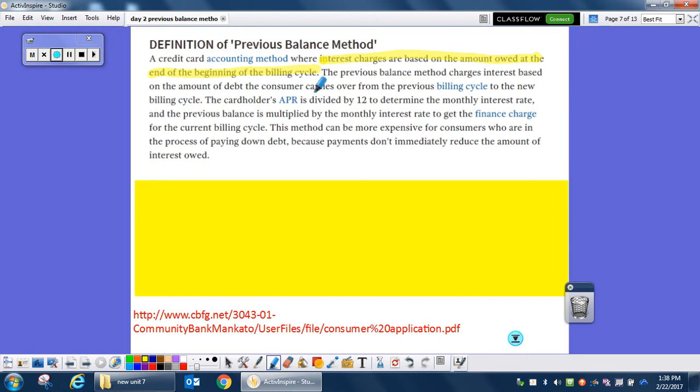So like it says, it carries over from the previous billing cycle to the new billing cycle. So if you have debt, you carry over your debt each billing cycle. And then I want you to remember that this method can be more expensive for consumers who are in the process of paying down debt because it doesn't immediately go down. So this is just the first of three methods we're going to discuss.